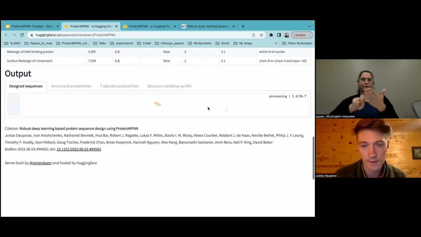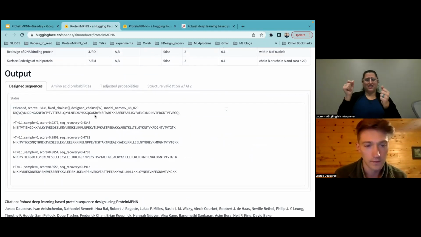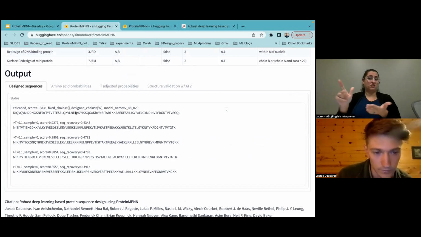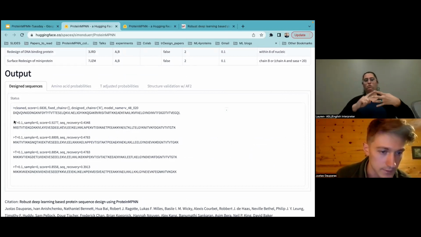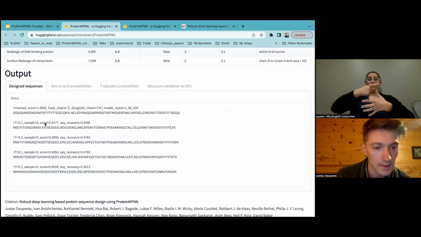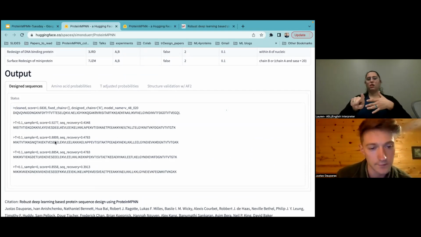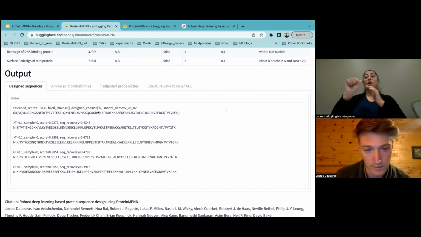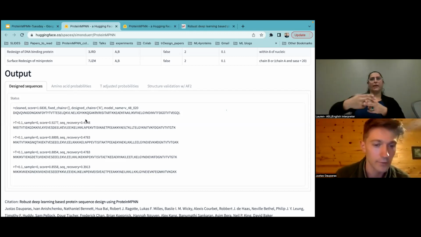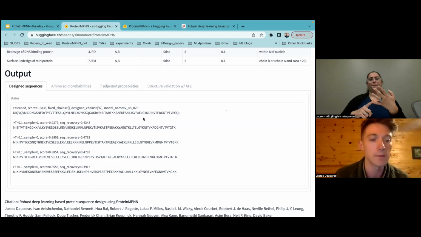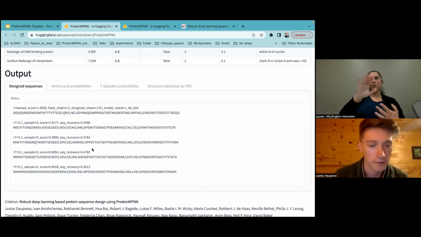It is quite fast. That's it. This was the original sequence, and now we redesigned 4 sequences, and the model outputs the temperature they were designed at. What is the score? This is the negative log probability, so the lower the better. Then the sequence recovery: what is the match between the output sequence and the input sequence? And the model name. So we have about 40-45% sequence similarity from the input native crystal structure to the designed sequences.